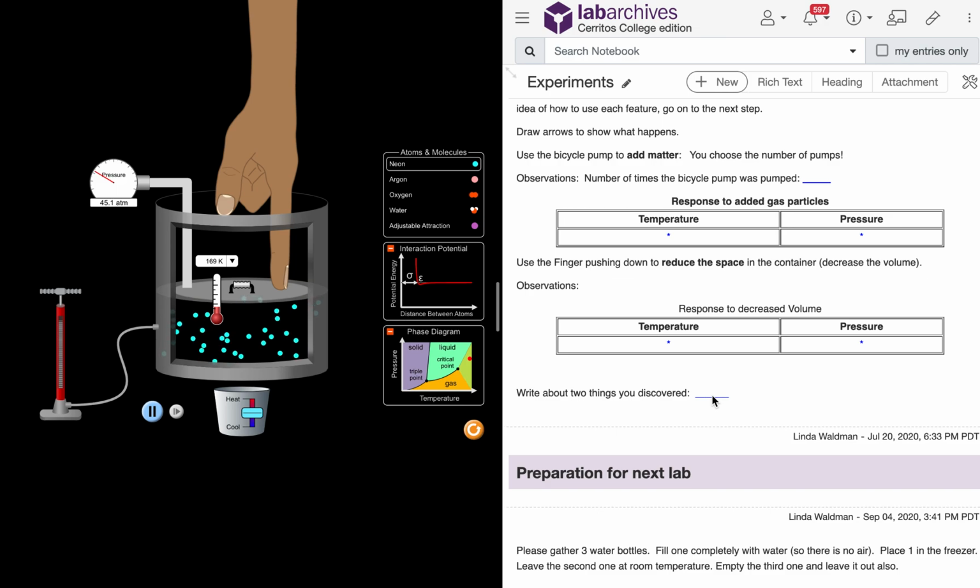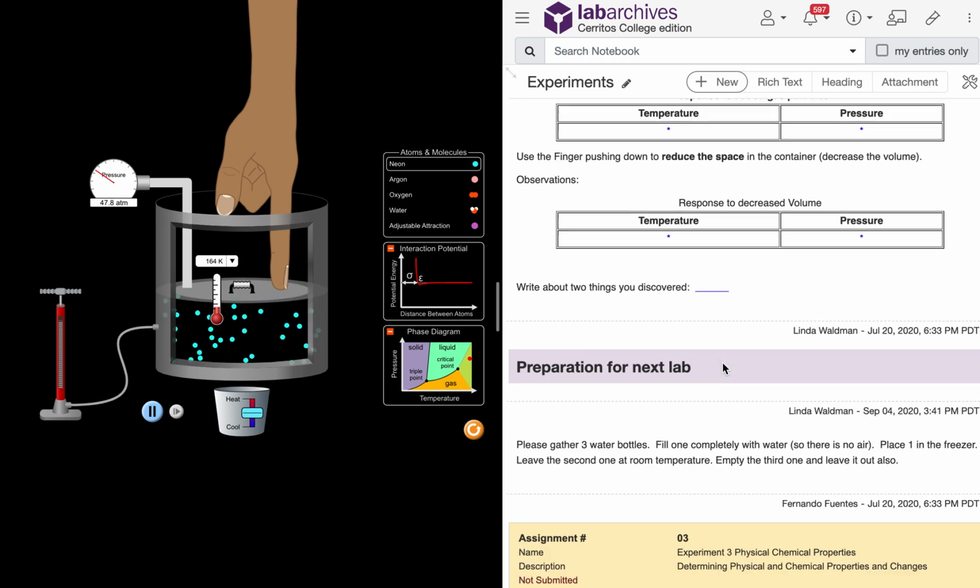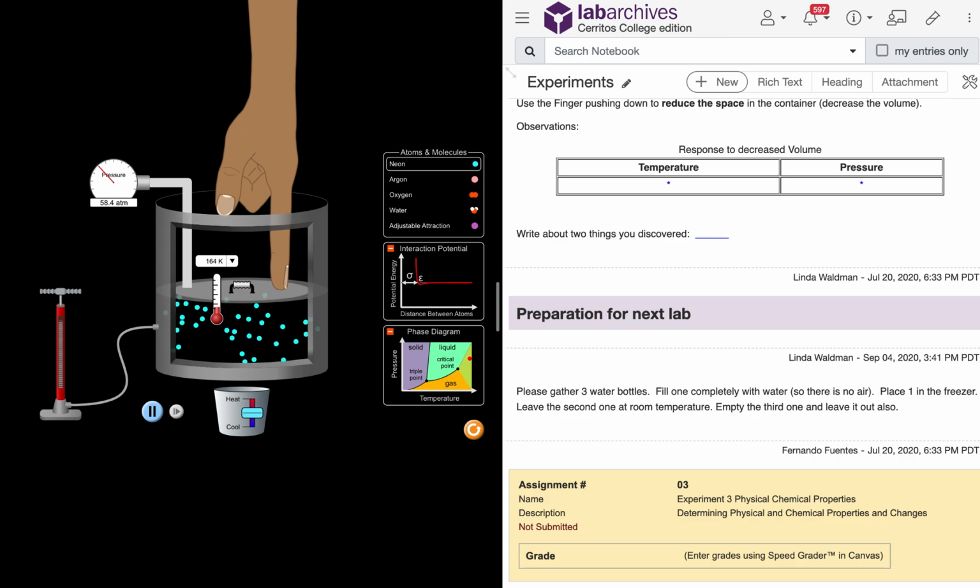So write two things about your discovery. So you discover that for the same amount of particles, the volume getting smaller, the temperature is getting increased, the pressure is also getting increased. And another discovery is the more particles there are, the more pressure and also higher temperature. Okay, so that's pretty much it for your simulation for the last part.